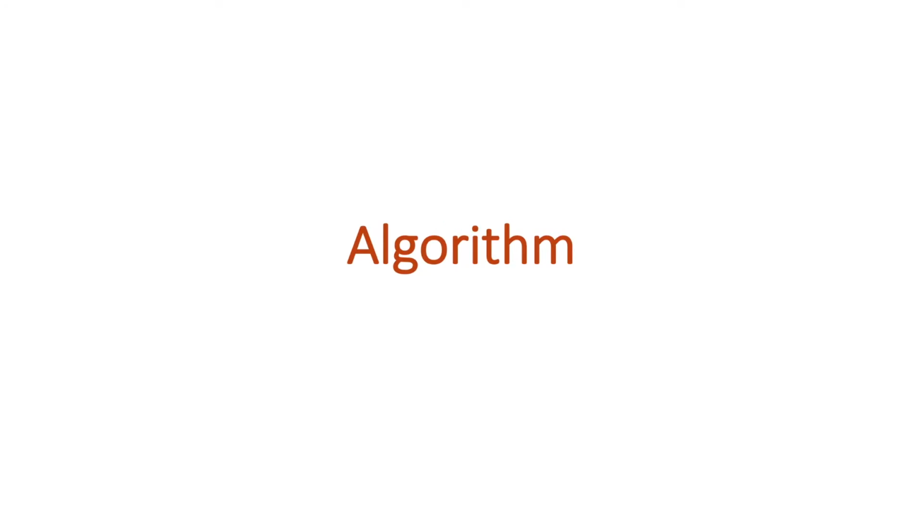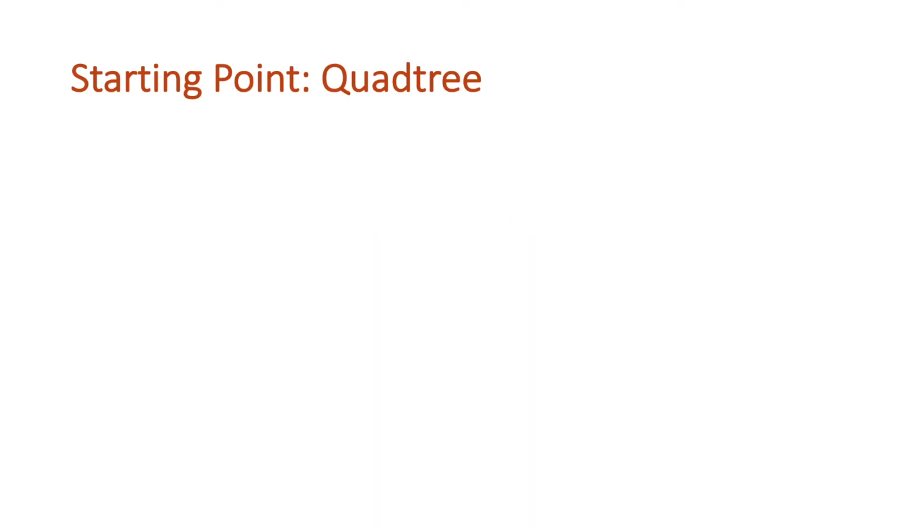So let's see the algorithm. It is based on a classic algorithm called Quadtree, which is very useful for many geometric problems, including optimal transport. And I'm going to show it here in 2 dimensions, even though it works in every dimension. So suppose we have our input blue and red points.